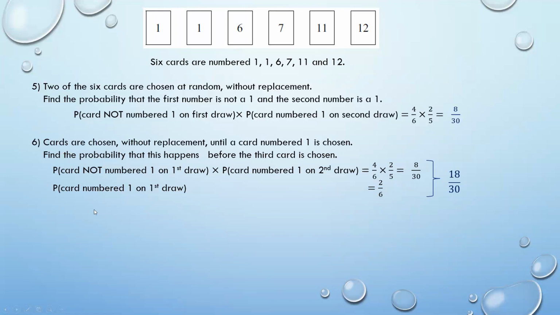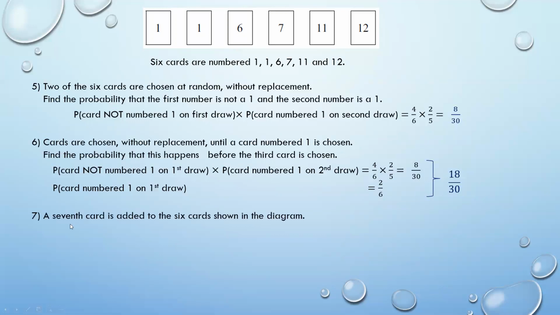You cannot have third one because it says before the third card. Before the third card. So that will be the first card or the second card, you get a 1, right? If the first card is not 1, the second card must be a 1 already, because there is a question asking. We want the card before the third draw, right? So basically that is the question.